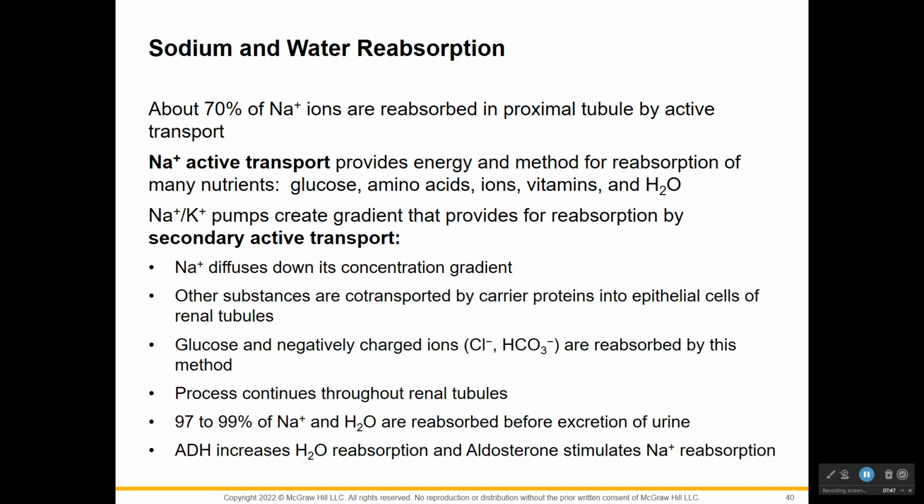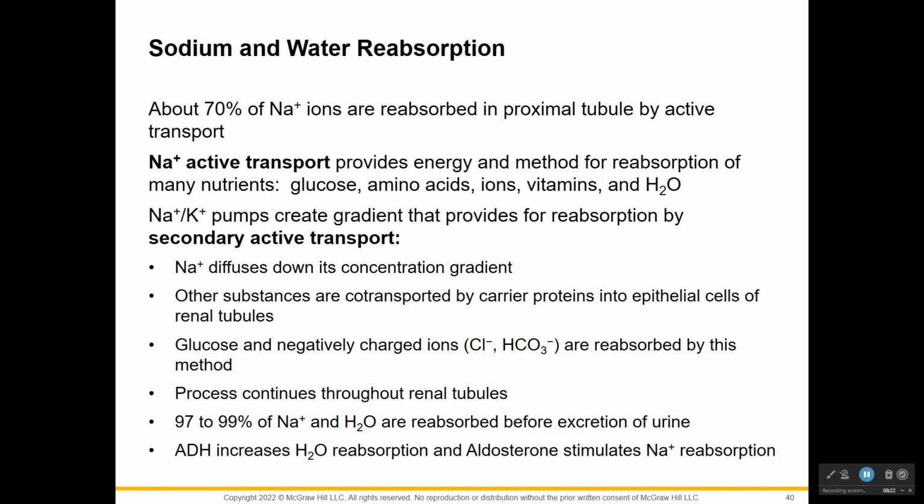All right, so 70% of your sodium ions are going to be reabsorbed in your proximal tubule by active transport. So we're using ATP, we're using energy, we're pumping sodium back into the blood. The sodium active transport requires energy, like I said, the ATP, and so does glucose, amino acids, all of these things, and even some water. Sodium potassium pumps, man, those are important. You should have heard about those many times in muscle and in the nervous system.